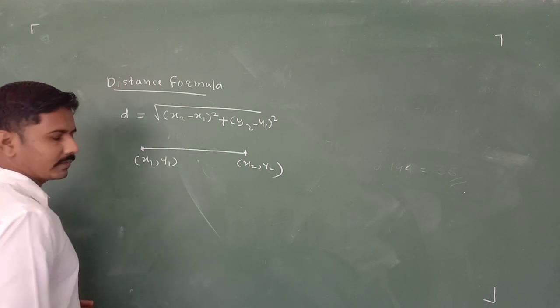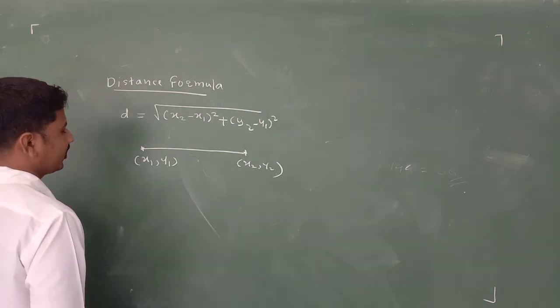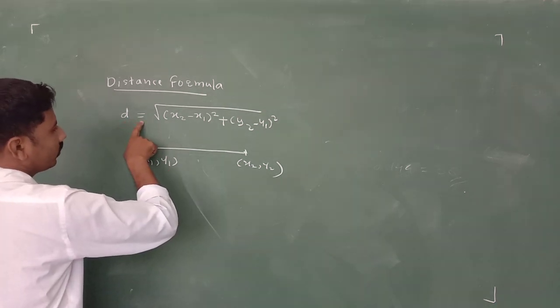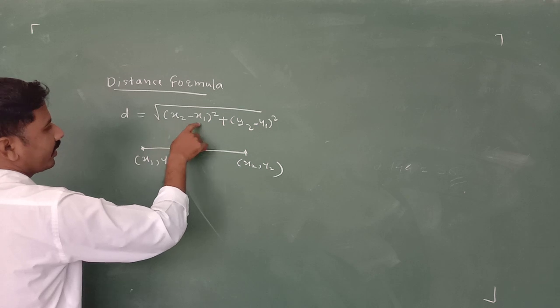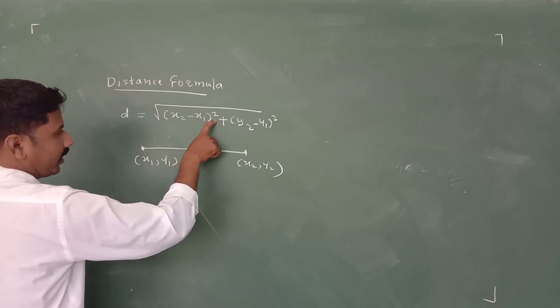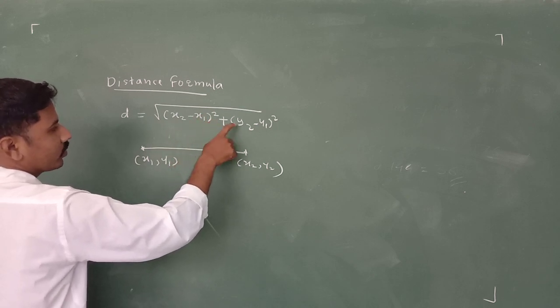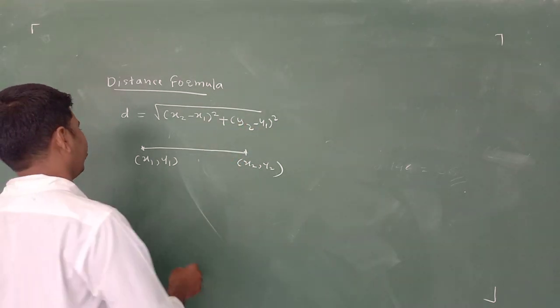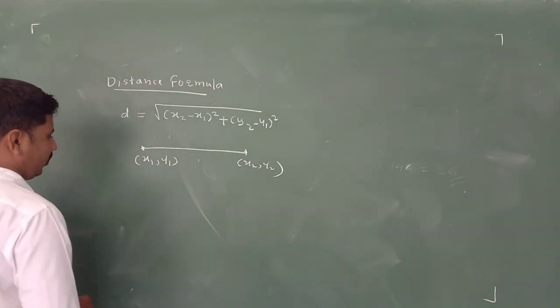is given by this formula. D is equal to under root x2 minus x1 bracket square plus y2 minus y1 bracket square. Okay. This is the distance formula.